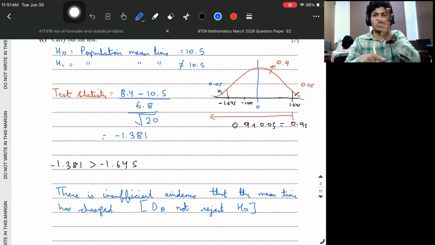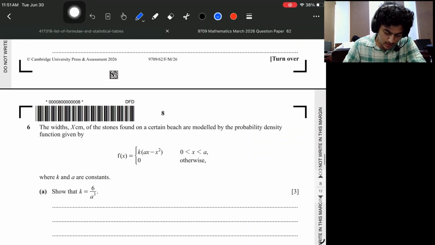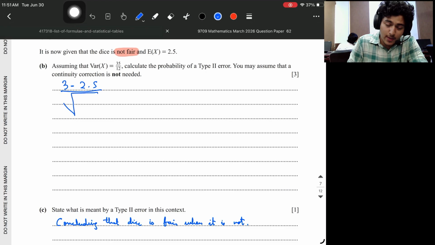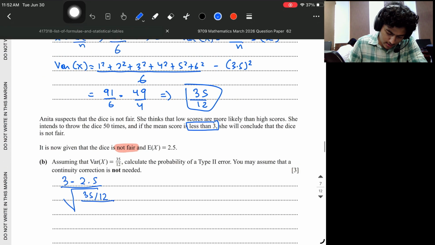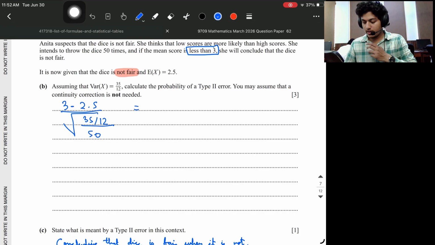When we're making a type 2 error, we are basically doing the opposite, right? We're finding out falsehood, or things that are not true. So we need to find out that error, and in doing so, that will always be the old mean minus the new mean, right? So the old mean is 3 minus the new mean, which is 2.5, upon the variance upon the sample mean. The variance calculated was 35 divided by 12, and the sample size we have is 50. So let's plug that into the calculator.